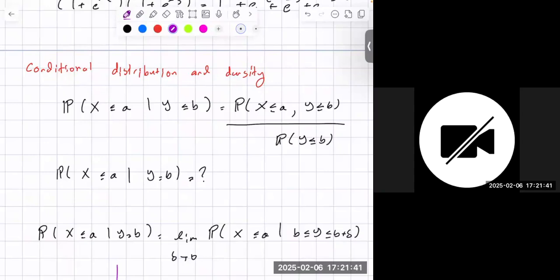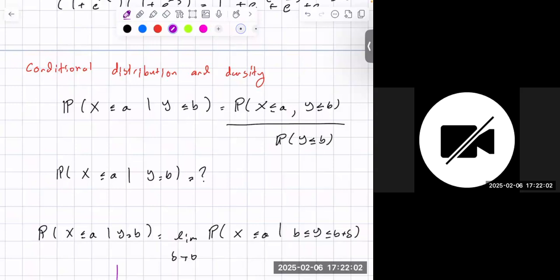Okay, so conditional distribution and density. So far we talked about independence. Then I also talked about conditional independence early on. I told you how to check independence using densities and distributions. Now we need to also talk about conditional independence or that kind of stuff using densities and distributions. Okay, very good.